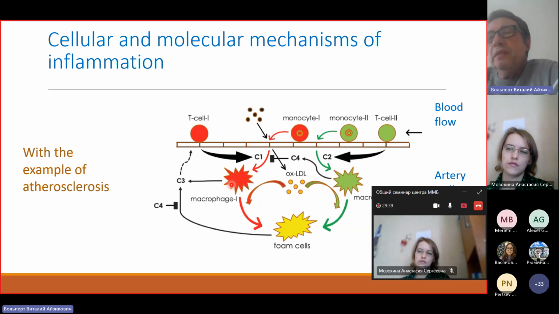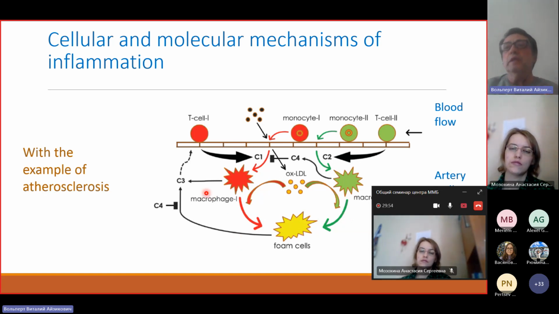There is also an anti-inflammatory part of atherosclerosis, because there are anti-inflammatory monocytes and T cells also penetrating here, and they down-regulate production of inflammatory cytokines. So it's a negative feedback loop.